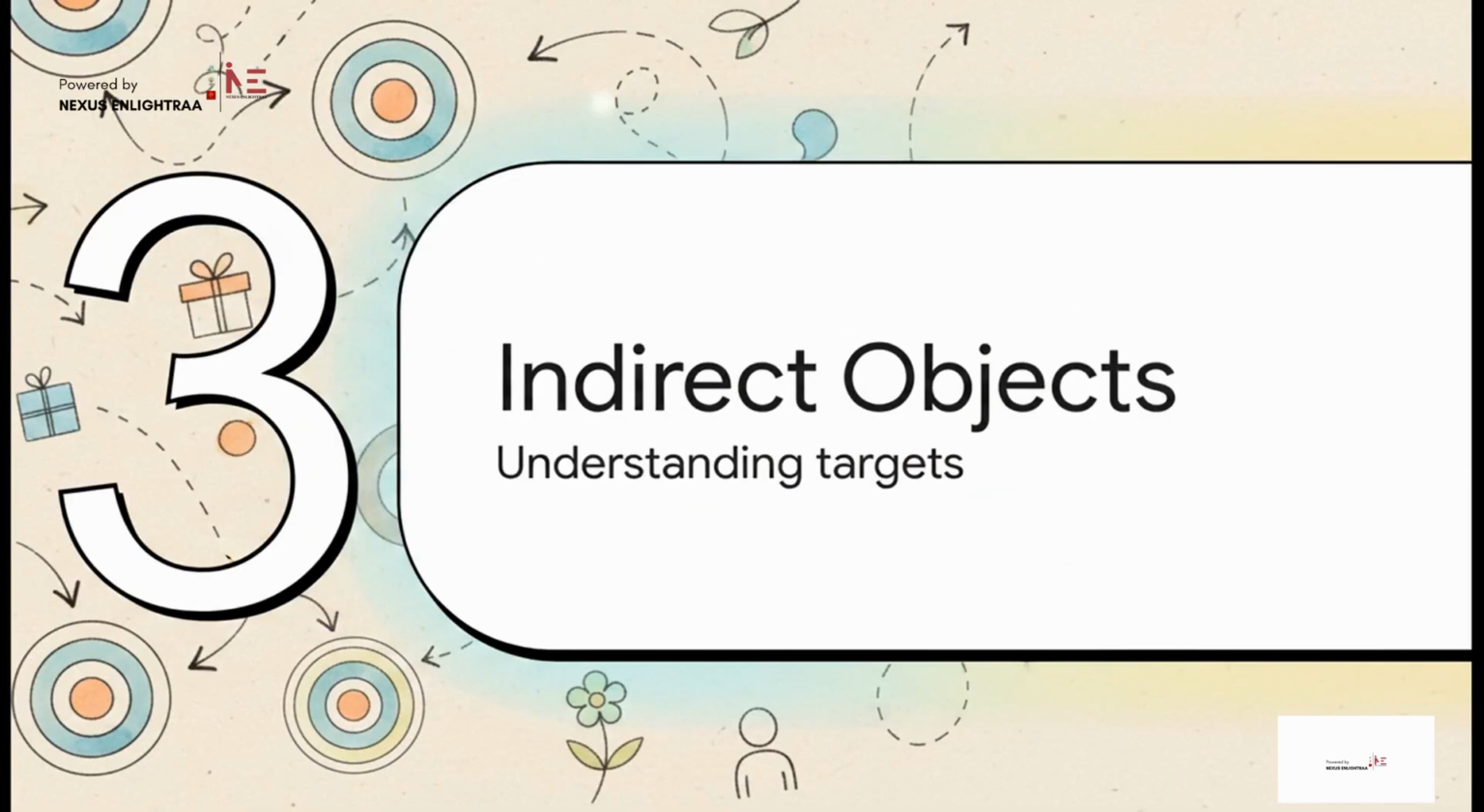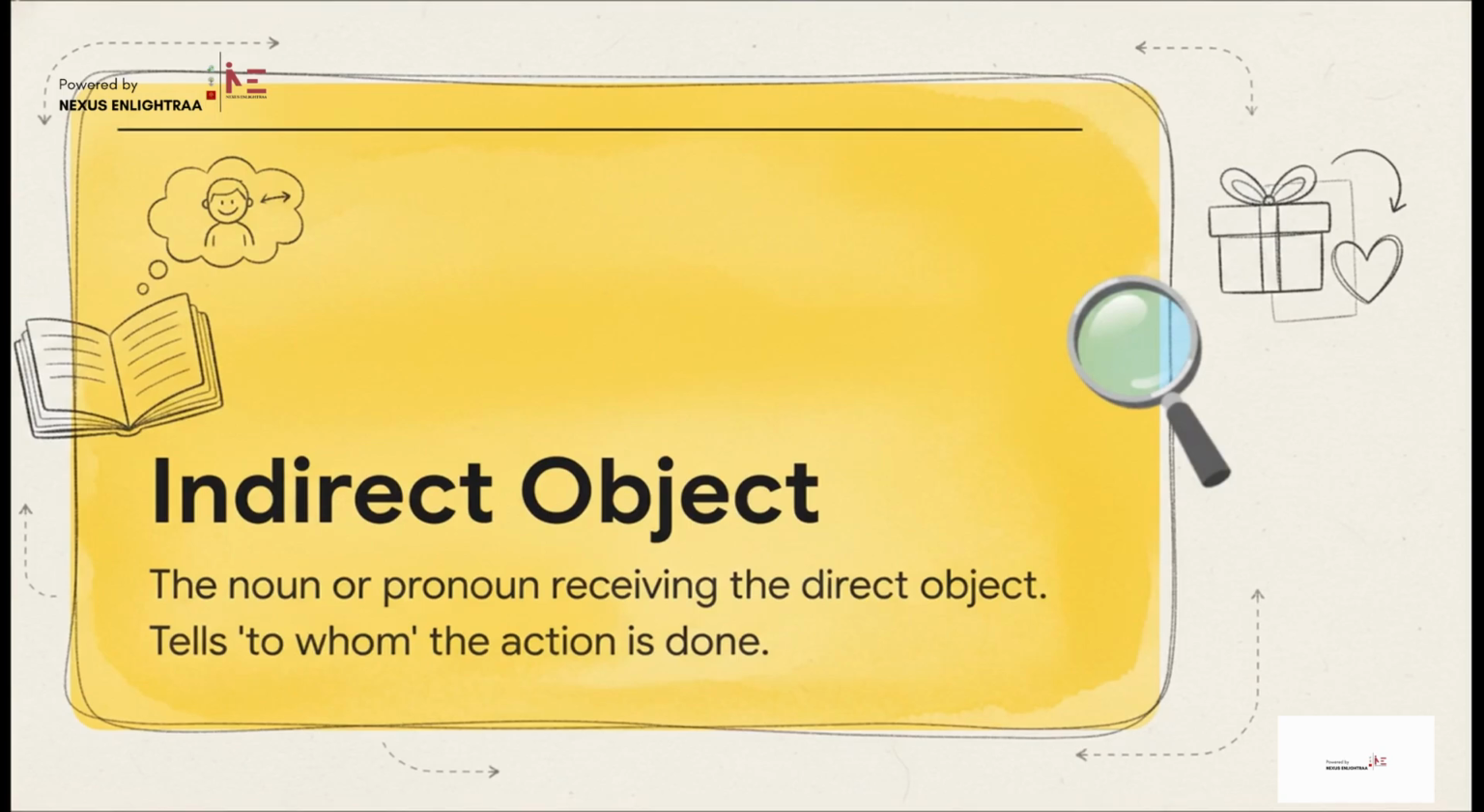Building right on that idea, let's explore our third concept, understanding indirect objects. If the direct object is the physical thing being moved or acted upon, the indirect object is the lucky recipient of that thing. It tells us to whom or for whom the action was done. One really important thing to keep in mind, though, you actually can't have an indirect object unless you already have a direct object in the sentence.